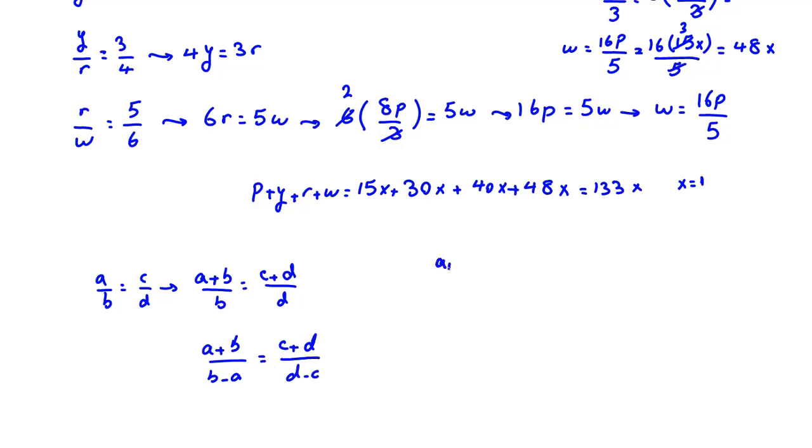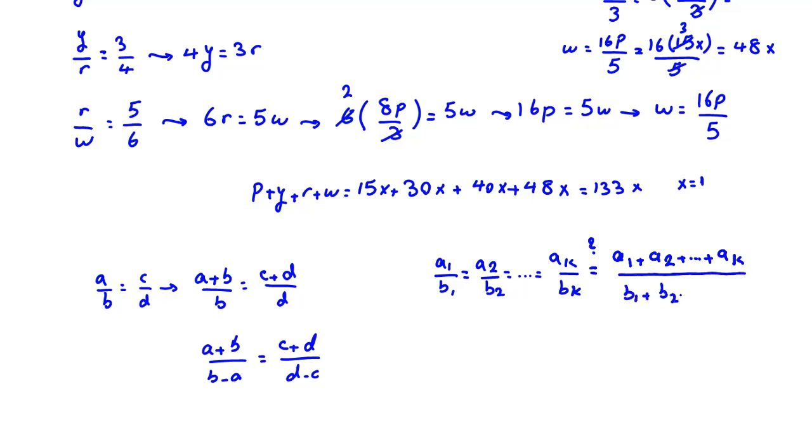Another important thing is this: a1 over b1 equals a2 over b2 equals ak over bk. If you have this, then we can say they are equal to, and you should prove it, to ak. And these fractions, the rules between the fractions, are useful also in geometry.